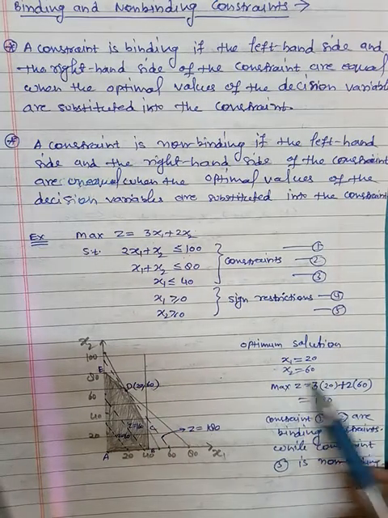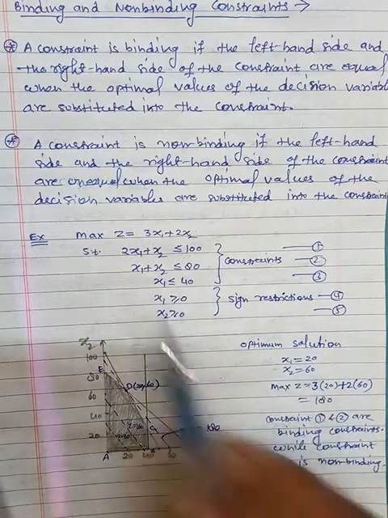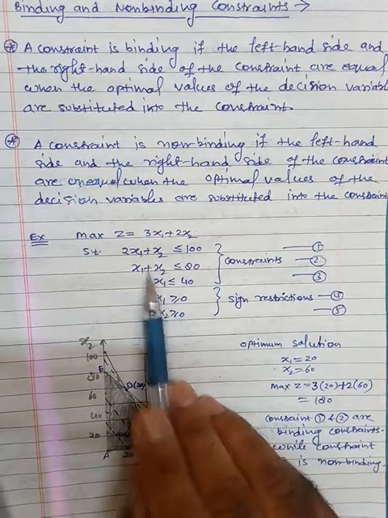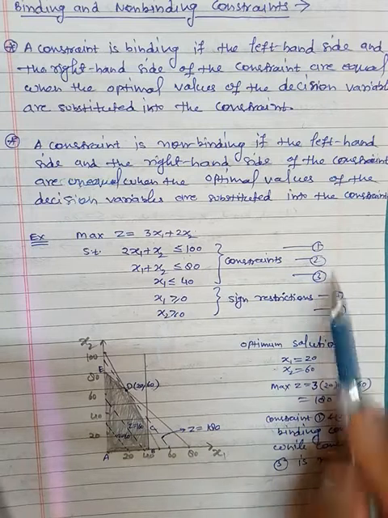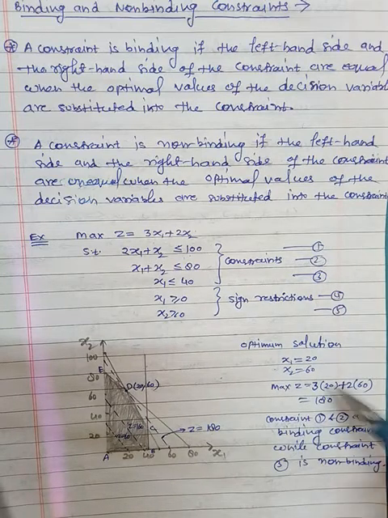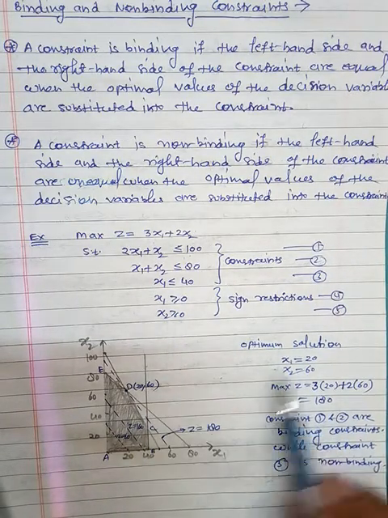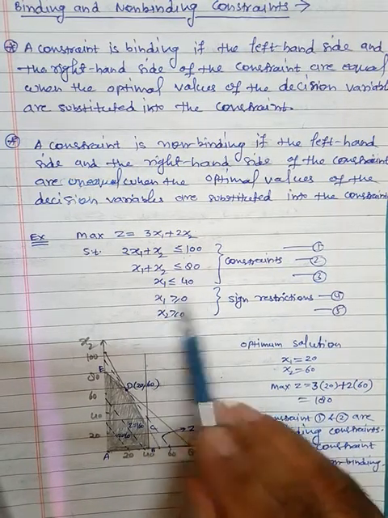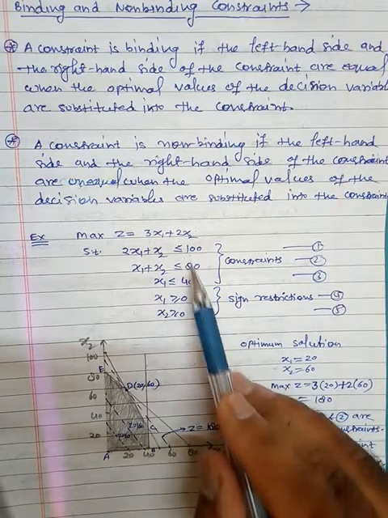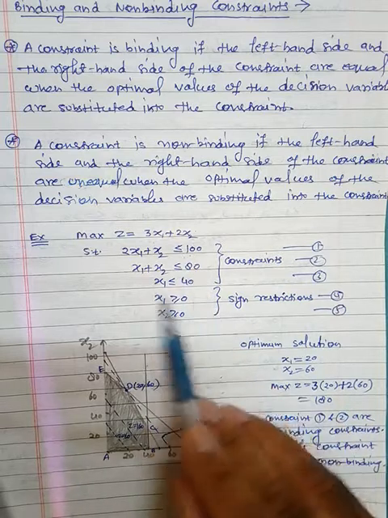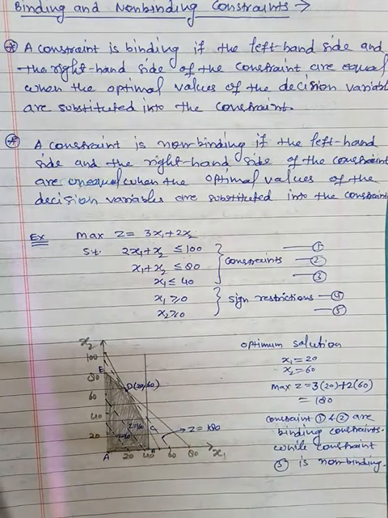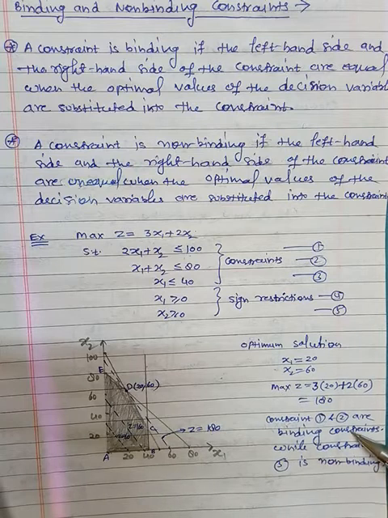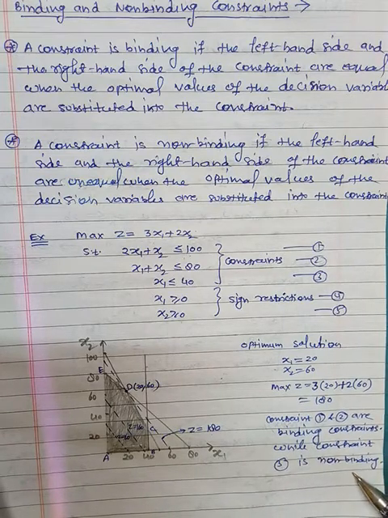Similarly, when you put x1, x2 in the second constraint, you have 20 plus 60 is 80. So 80 is equal to 80. So the second constraint is also binding. However, for the third one, x1 is 20, so 20 is less than or equal to 40. So this is non-binding. So constraints 1 and 2 are binding, while constraint 3 is non-binding. This is the meaning.